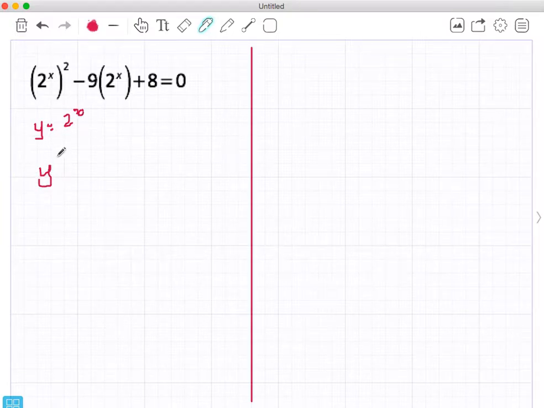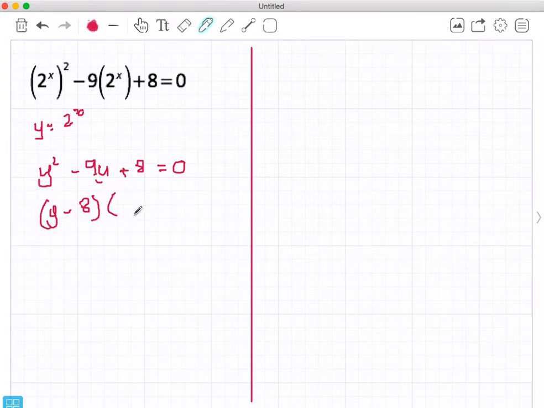So this gives you y squared minus 9y plus 8 equals 0. So the y is the 2 to the power of x, and it's 2 to the power of x squared. Now we can see we've got a quadratic equation in there, and it's quite an easy one to factorise. It's actually y minus 8 and y minus 1 equal to 0. So I've got my two y values as y equals 8 and y equals 1.